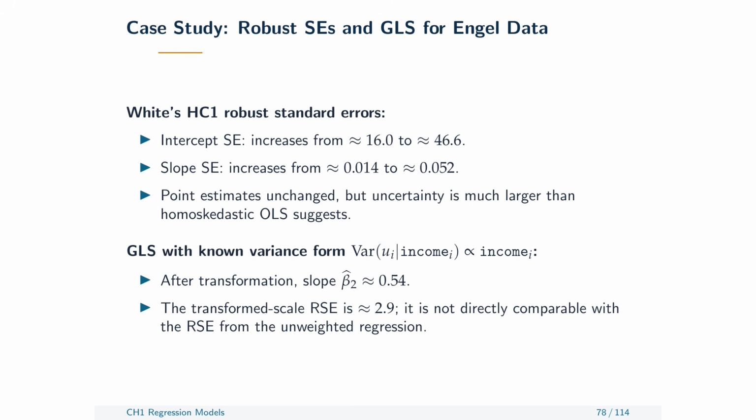A GLS specification that makes variance proportional to income produces a slope near 0.54. An estimated variance model produces an FGLS slope near 0.57. These differences remind us that weighting changes the criterion and can change point estimates, not merely their reported standard errors.